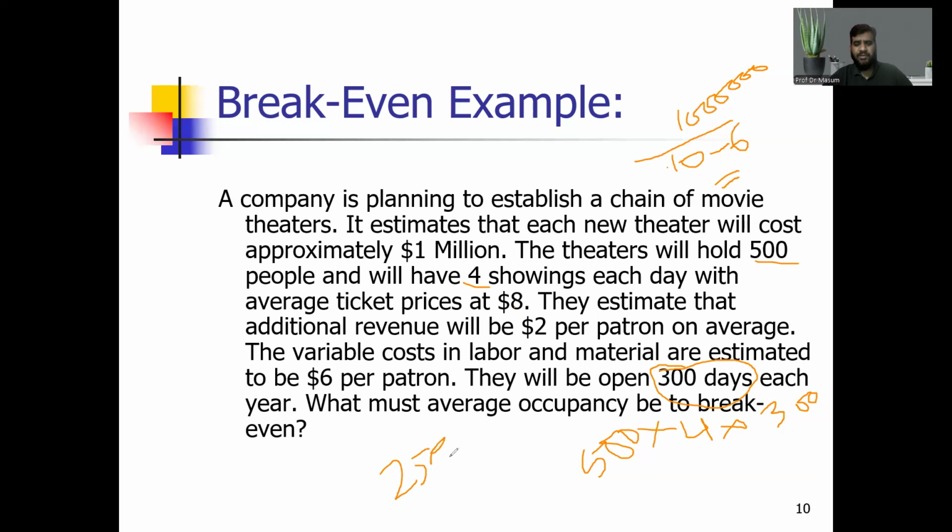Your break-even is 250,000, is it? 250,000 divided by total. That means 250,000 divided by 500 times 4 times 300. What will be the occupancy rate? 250,000 divided by 600,000. 6 lakh. So 250,000 divided by 600,000 is?